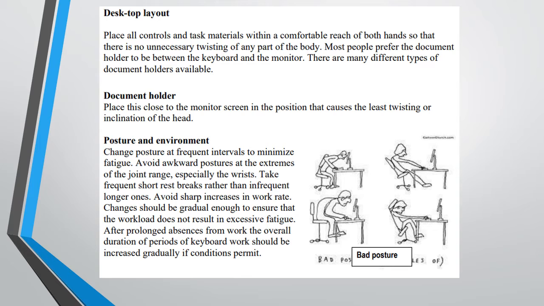Posture and environment. Change posture at frequent intervals to minimize fatigue. Avoid awkward posture at the extremes of the joint range, especially the wrist. Take frequent short rest breaks rather than infrequent longer ones. Avoid sharp increases in work rate. Changes should be gradual enough to ensure that the workload does not result in excessive fatigue. After prolonged absences from work, the overall duration of periods of keyboard work should be increased gradually if conditions permit.